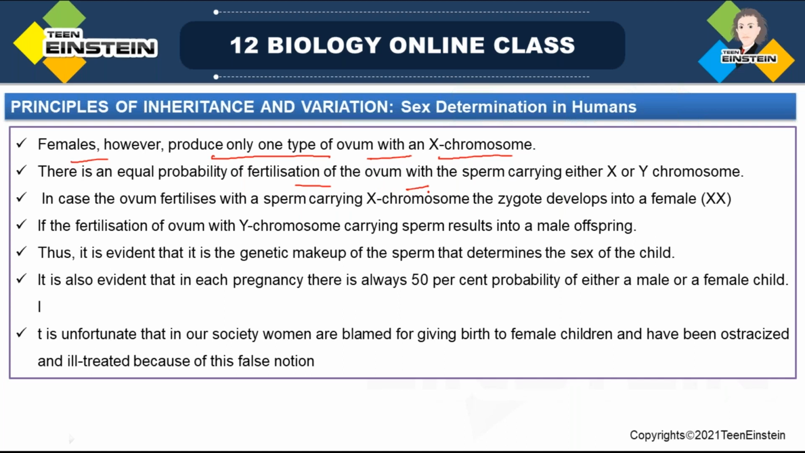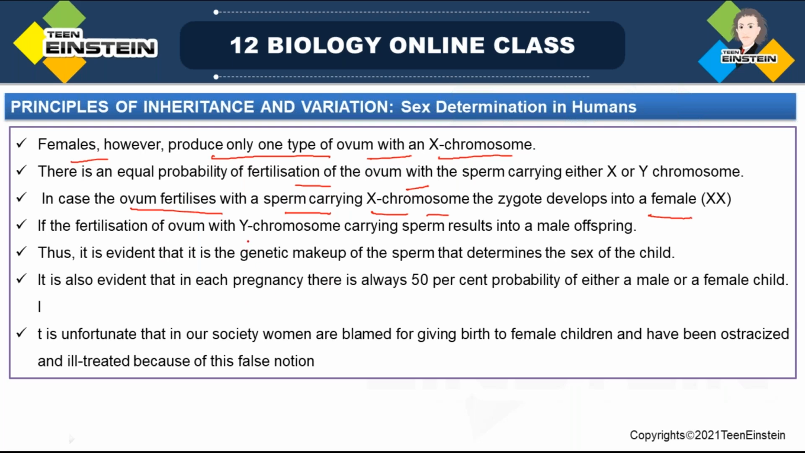So there is a 50-50 chance of fertilization of the ovum with a sperm that carries X, and there is another 50% chance of fertilization with a Y sperm. So when an ovum fertilizes with the sperm that is carrying X chromosome, that forms the female, that develops the female.